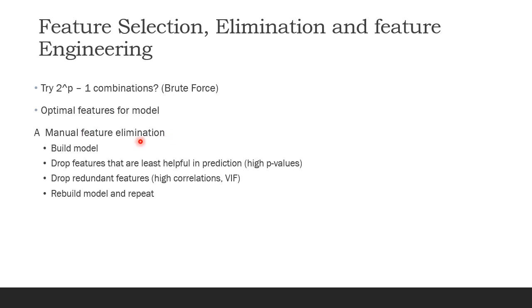One way would be manual feature elimination. We build a model and drop the least helpful predictor variable by checking their p-values. In the simple linear regression presentation also, we saw that the less significant variables would have high p-values, and that will help us in identifying them and dropping them. Another way, as we covered in the previous slide, would be that high VIF features, or highly correlated features, can be dropped. But this again is a cumbersome process.